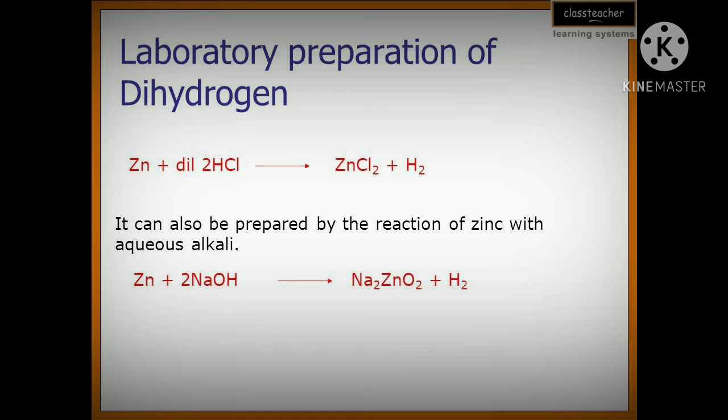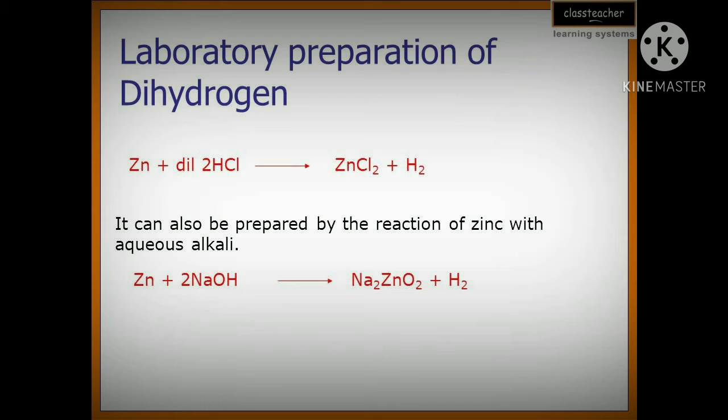Now, how is it purified? For purification, as we know, granulated zinc is impure. So on treatment with dilute hydrochloric acid or sulfuric acid, it evolves traces of gaseous impurities. These impurities are removed by passing the impure gas through 3 washer bottles and a U-tube.